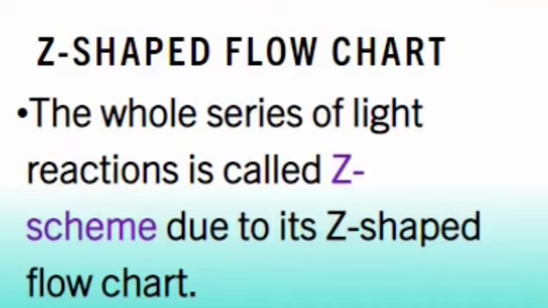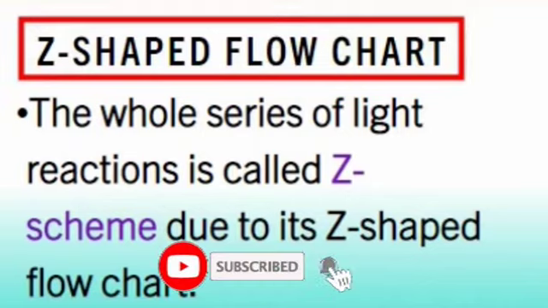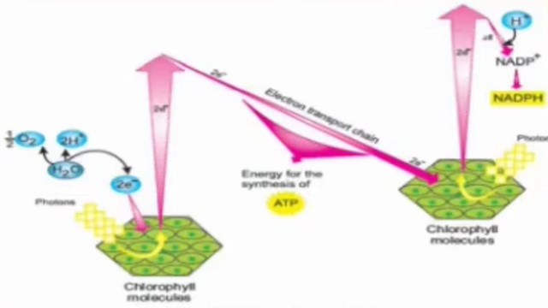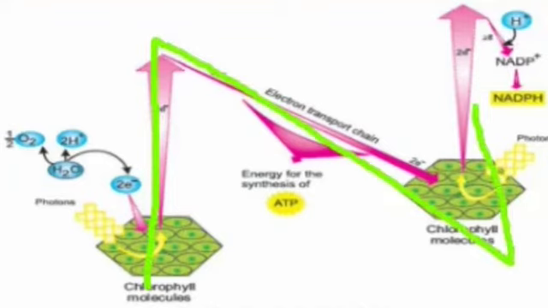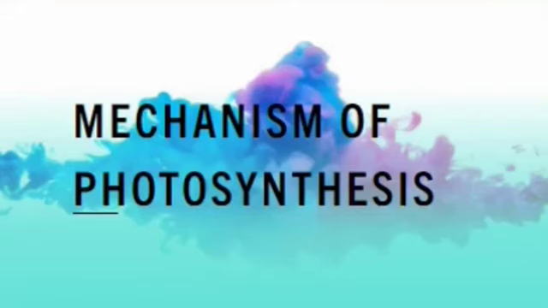Here's another important board short question: what is the Z-shaped flowchart? The whole mechanism, or whole process, of light reaction is also known as the Z-scheme, due to its Z-shaped flowchart. As shown in the diagram, the whole reaction looks like a Z-scheme or Z-shaped flowchart. So that's all about the mechanism of photosynthesis and light reactions.